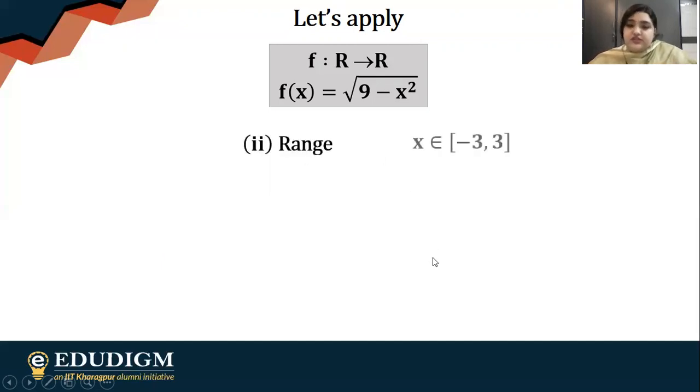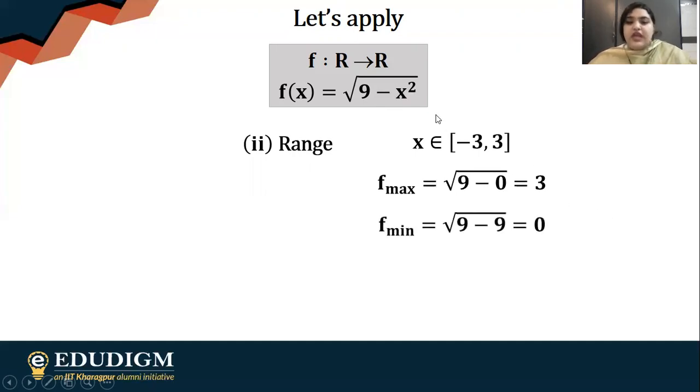Now look at the range here. It's very important that you understand that sometimes we see what kind of inputs it has. If you look at root over 9 minus x squared, this will be maximum when x squared is minimum, which is 0. So the maximum value of f can be 3. The minimum value occurs when x squared is maximum. Looking at the inputs, x is at most 3 or at least minus 3, so x squared is maximum at 9. So the minimum of f is 0. Whatever input you take, the output should lie between 0 and 3. So that is why [0, 3] is the range.